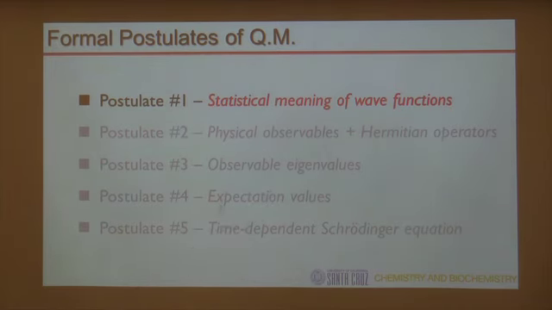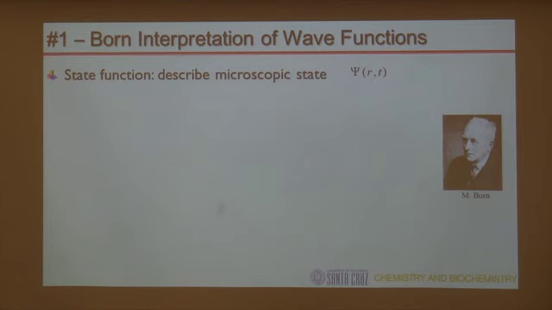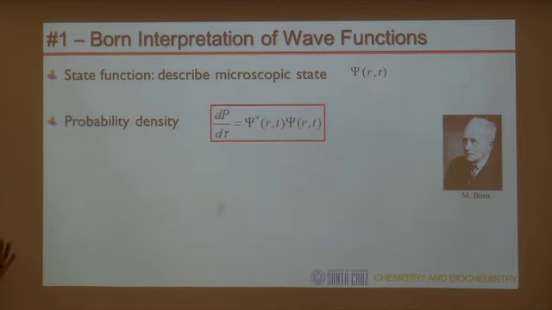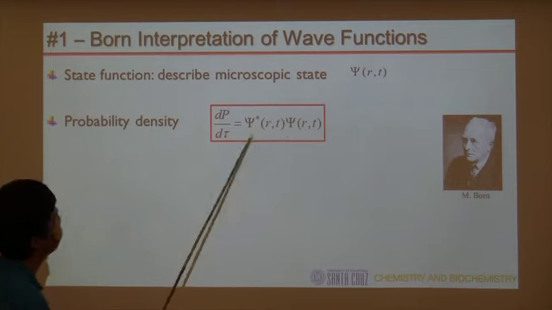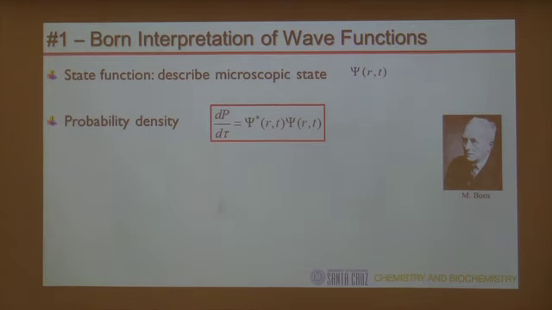It's related to the Born interpretation of wave function. Born proposed that the state function, or wave function, describes the microscopic state at a certain point at a certain time. He then defined the probability density as the product of the complex conjugate of that wave function and the wave function itself. We're already talking about the particle in a box.